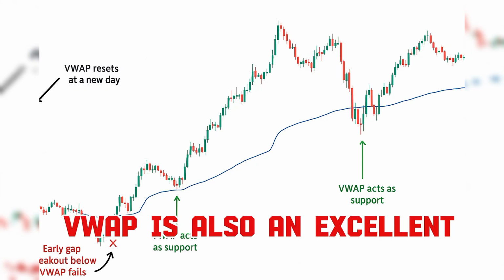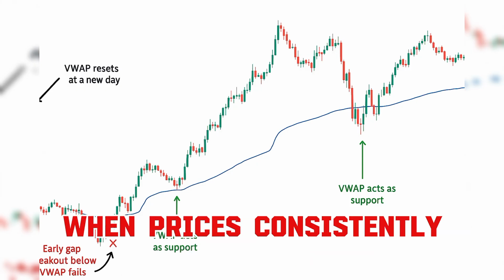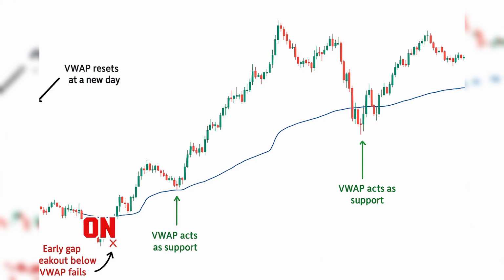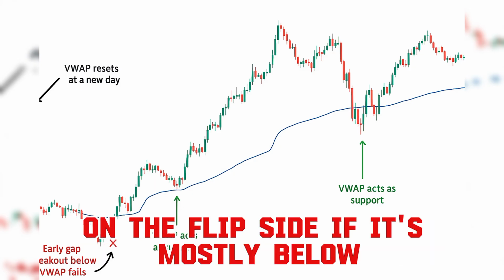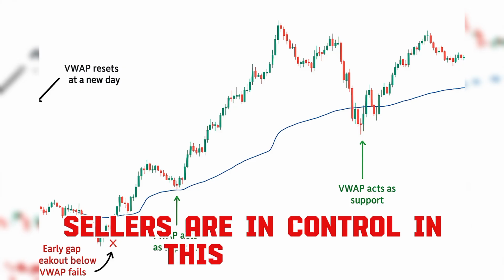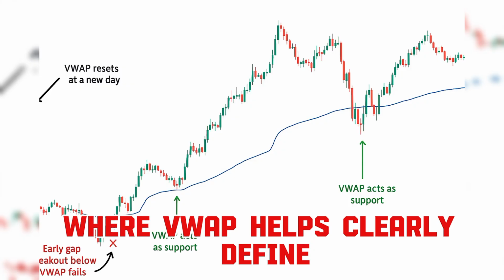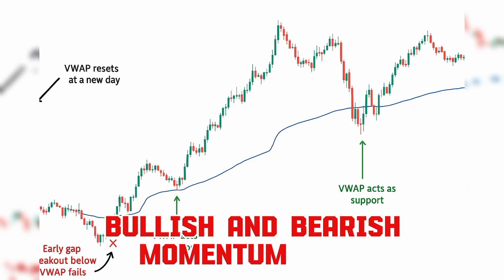VWAP is also an excellent trend filter. When price is consistently above the VWAP line throughout the session, it signals bullish strength. On the flip side, if it's mostly below, sellers are in control. In this example, we see multiple trading days where VWAP helps clearly define bullish and bearish momentum zones.